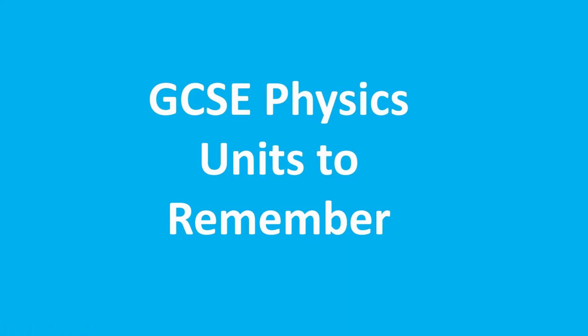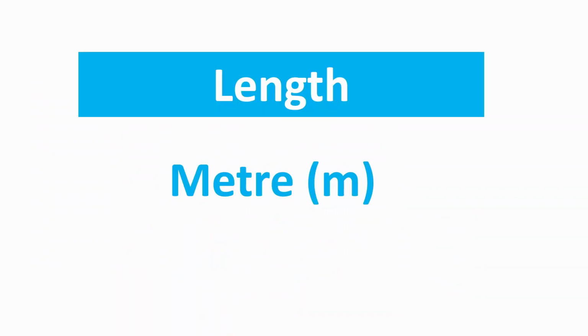In this video we're going to go through the key units that you need to remember for GCSE Physics. So the first one is length. Length is measured in meters and the symbol for that is a lowercase m. Length could refer to the distance something has travelled, an extension of a spring for example, the width of an object, the height of something. All of these are measurements of length, and the standard unit is meter.